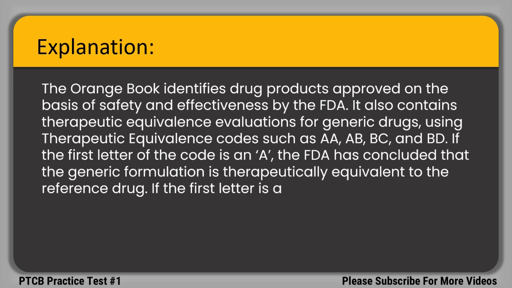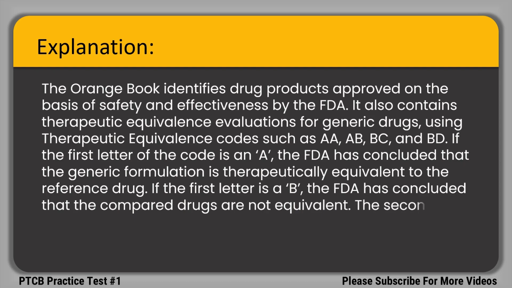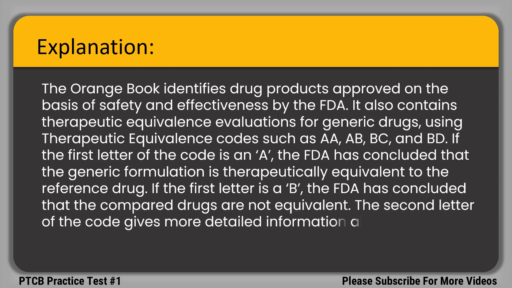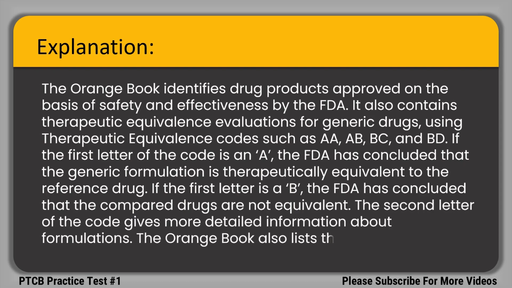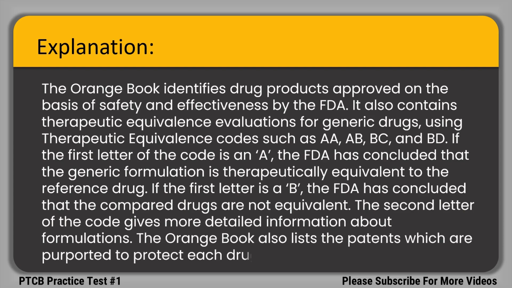If the first letter of the code is an A, the FDA has concluded that the generic formulation is therapeutically equivalent to the reference drug. If the first letter is a B, the FDA has concluded that the compared drugs are not equivalent. The second letter of the code gives more detailed information about formulations. The Orange Book also lists the patents which are purported to protect each drug.